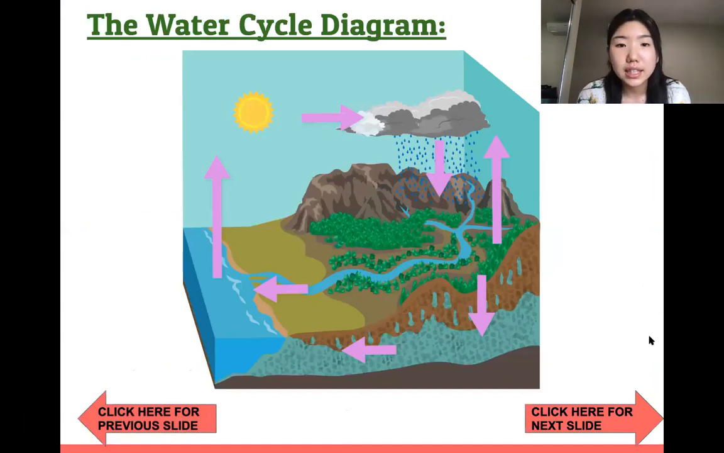Now, in today's exit ticket, you're going to be asked to look at a diagram of the water cycle, and you need to tell me what each arrow is showing you. So I'm going to practice with you right now.